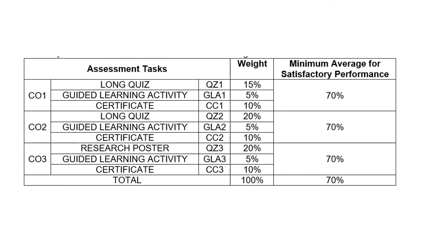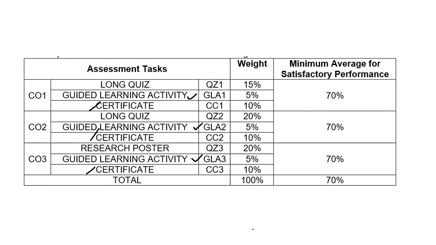For the grading system, take note of the grading system. You would be graded based on the following. Course outcome 1, 2, and 3, you would be having your activity, your guided learning activity. You would also be engaging yourselves regarding some of the Coursera activities. So you have to finish these courses in Coursera.